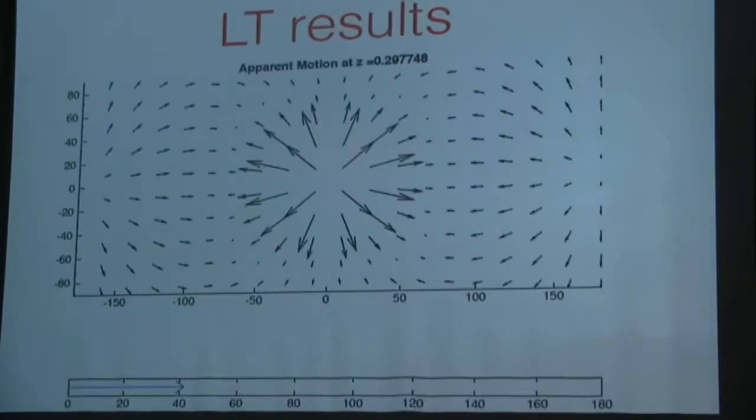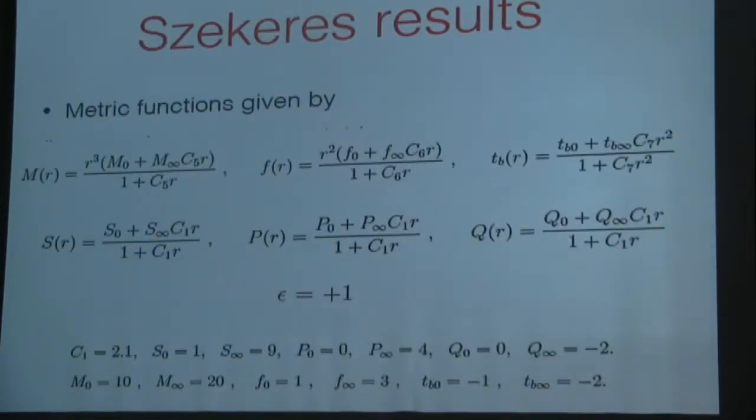Plotting. Okay, so now we have an indication that we're getting what we should expect. Robertson Walker looks good, LT looks kind of good. And I'll just show you one set of results from a Szekeres run with some full inhomogeneity.